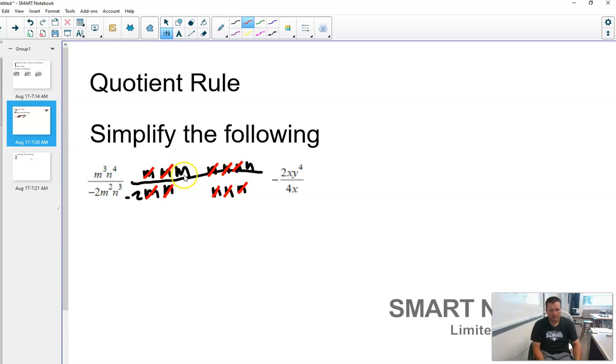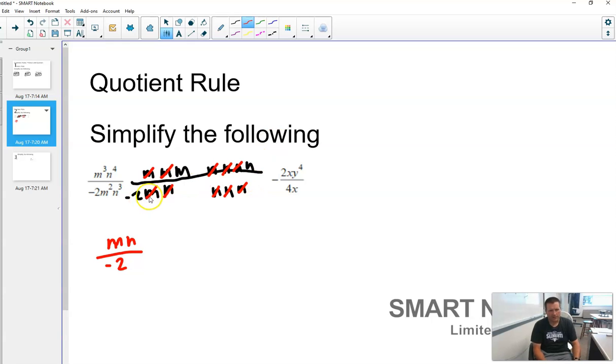This m doesn't have anybody to fight with, so it survives, and this n doesn't have anybody to fight with, so it survives. So when it's all said and done, I have an m, n in the numerator, and then I have this negative 2 in the denominator. If there was another coefficient, I would just divide those like normal if there was one there.